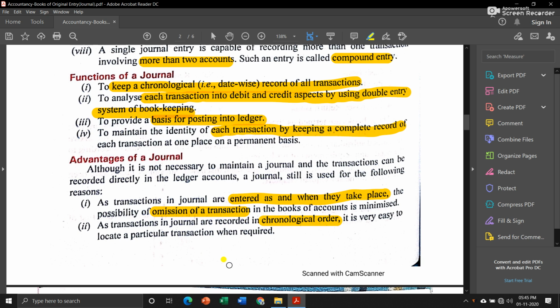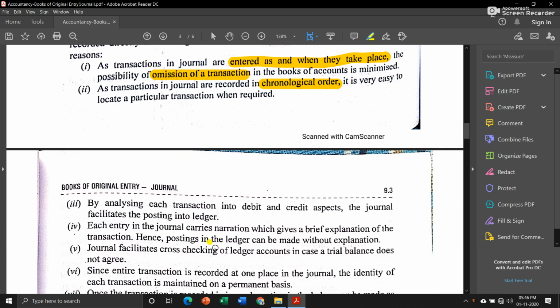Means if you remember the date of a particular transaction, then you can easily check in your journal whether the transaction took place or not, or if you had any doubt regarding a transaction, then you can easily find it in your journal. The next is, by analyzing each transaction into debit and credit aspects, the journal facilitates posting into the ledger. It helps in preparing the ledger. Then each entry in the journal carries narration, which gives a brief explanation of the transaction. Hence, postings in the ledger can be made without explanation. Just because we provide narration or explanation in the journal, we don't need to provide explanation in the ledger account.